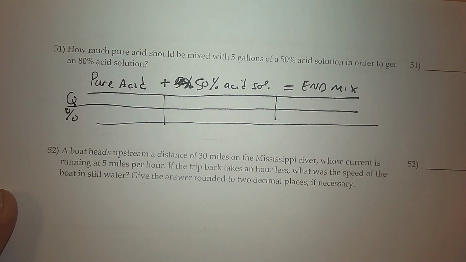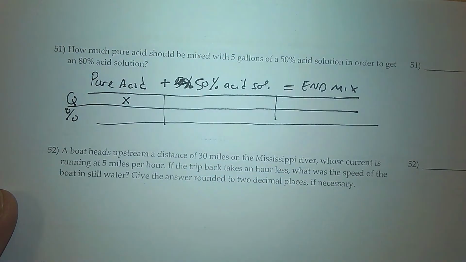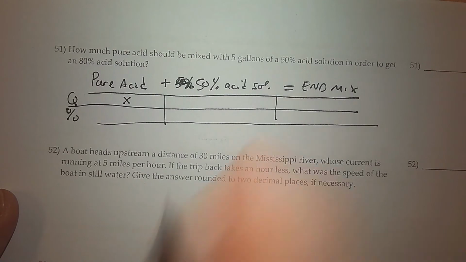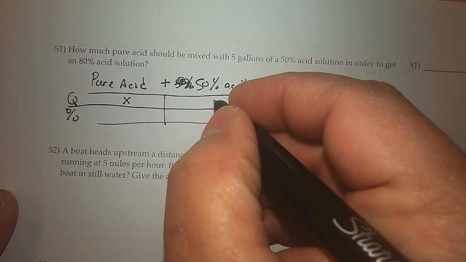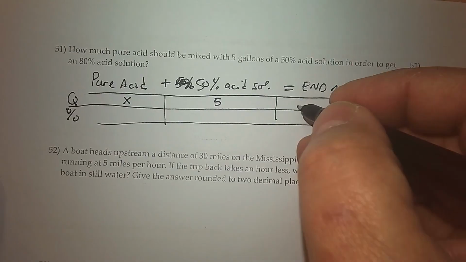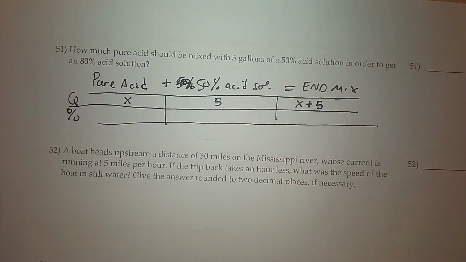So, how much pure acid do we have? I don't know, so it's just X. How much do we have of the 50% acid solution? 5 gallons. How much will the end mix be? Well, we'll add them together. It's X plus 5, whatever that is, right? That will be the end quantity.